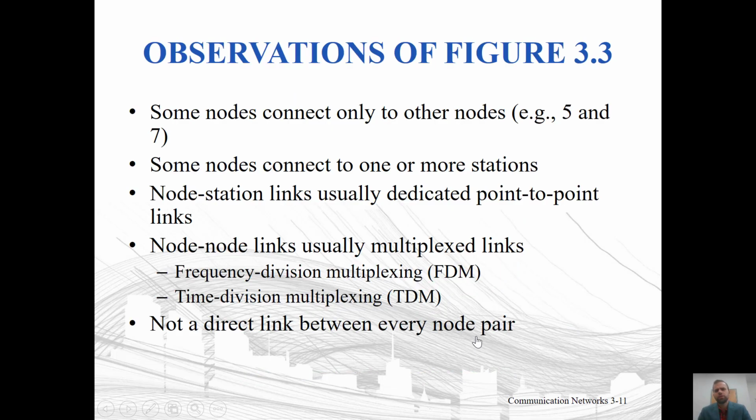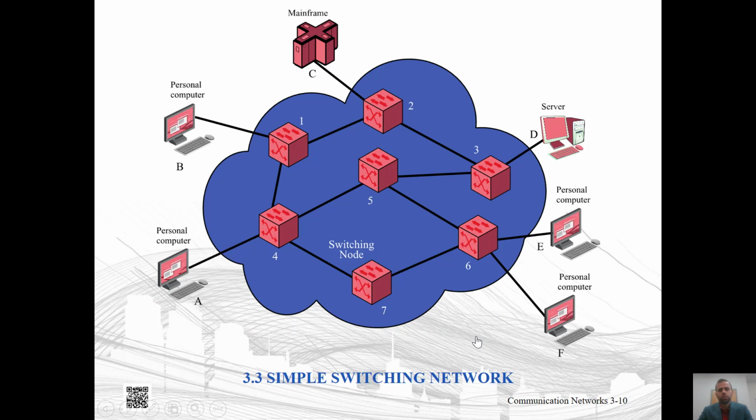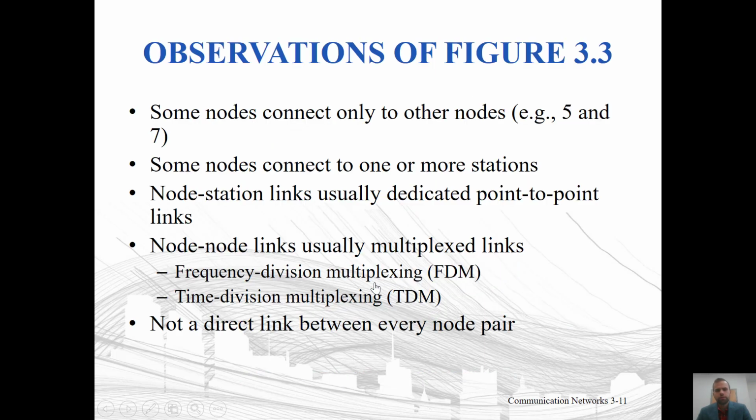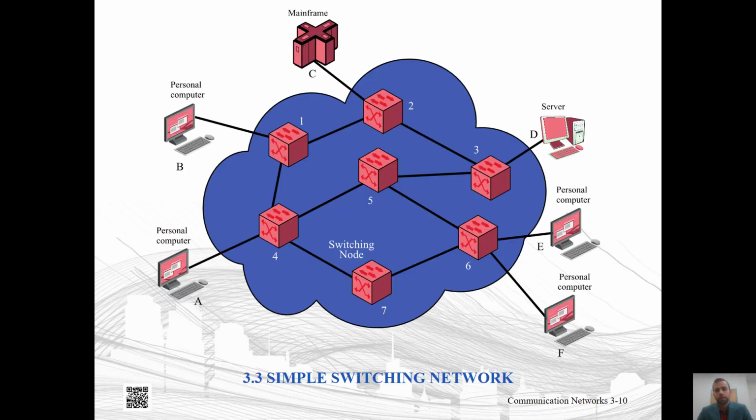So some key observations of that previous figure: some nodes connect only to other nodes, so 5 and 7 connect only to other nodes in the network, not to any end users or stations. Another observation is some nodes connect to one or more stations. So you can see in this case, node 6 connects to stations E and F. Node 4 connects to just a single station, but node 6 would be the good example of connecting to one or more stations.